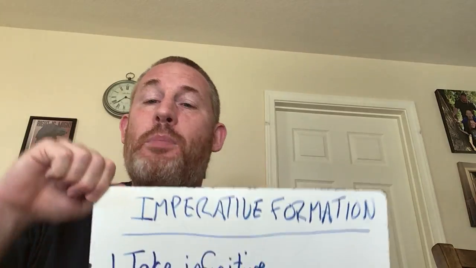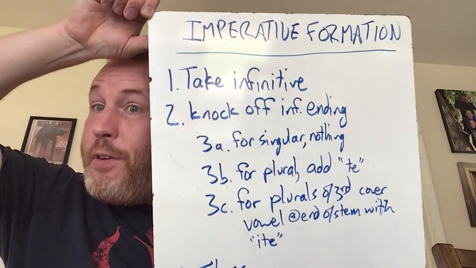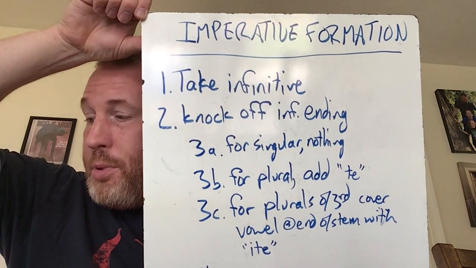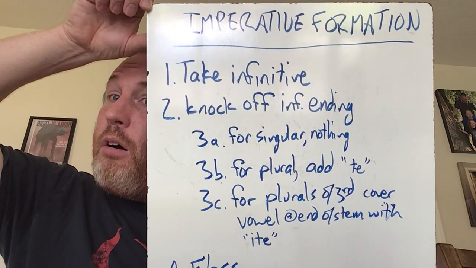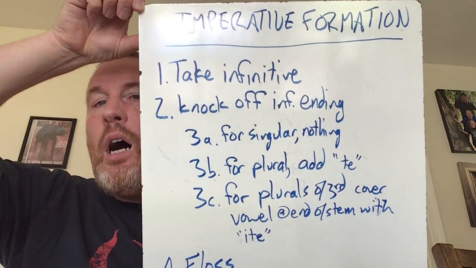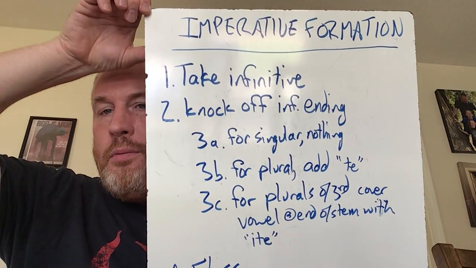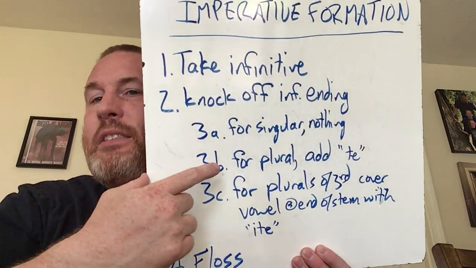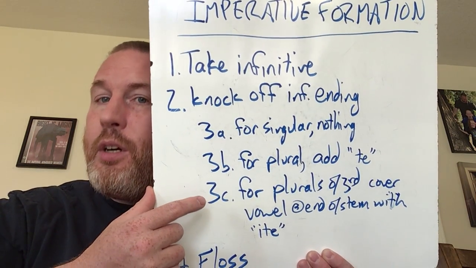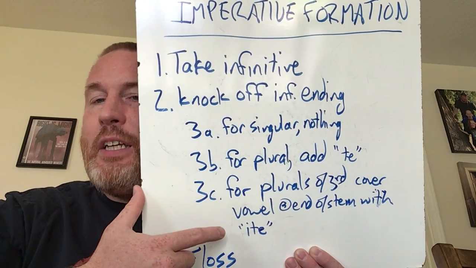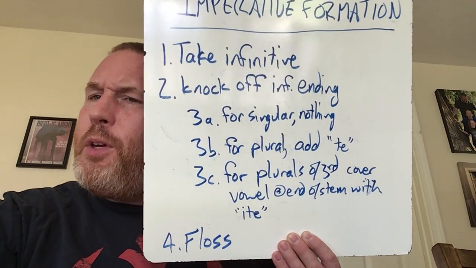The imperative forms are where you take the infinitive, right? So you've got to know your infinitives. You've got to know both parts of the verb, the first person singular and the infinitive. Take the infinitive, knock off the infinitive ending, which is re in most verbs. Then if it's singular, you leave it alone. If it's plural, go to 3b, okay? Add te. And if it's a plural of the third declension, cover the e with an ite. So it's ite, okay? So hopefully you know these steps already.